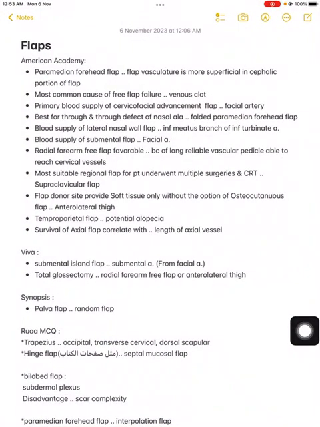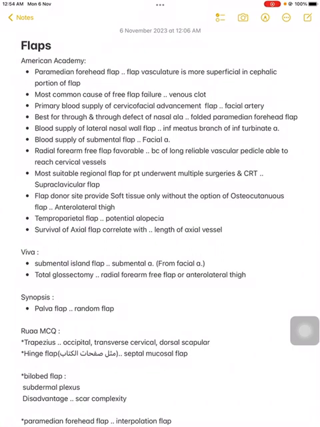Hello everyone, I'm going to talk about flaps. The points you see in front of you were taken from the MCQ books that you have read, and all of them came in form of MCQ. Here you will find the type of flap with its vascular supply, or its advantage or disadvantage, or something special to this type of flap.